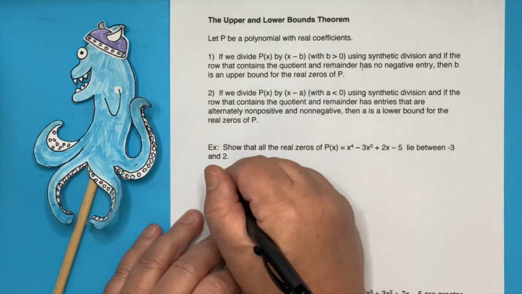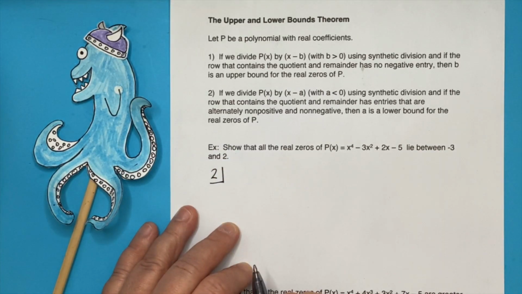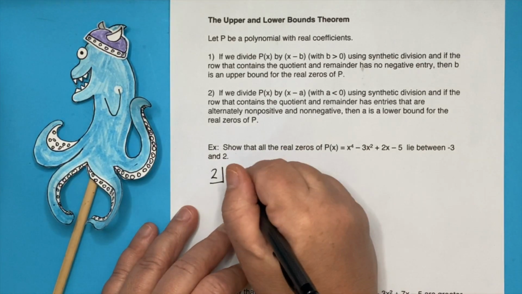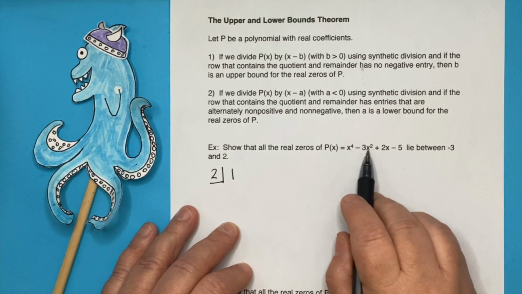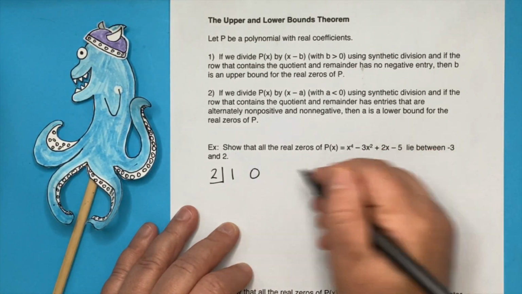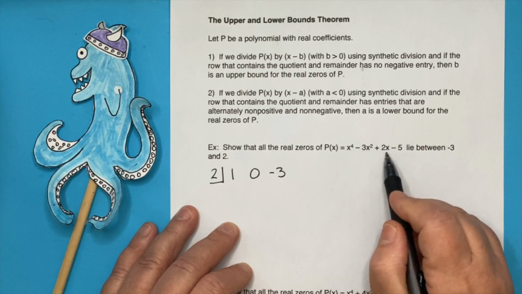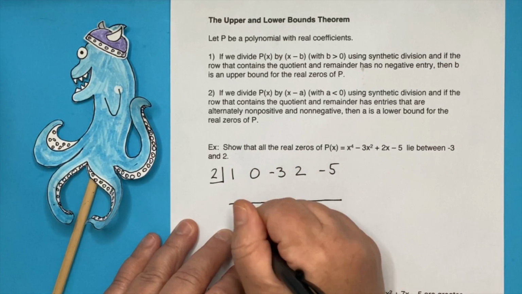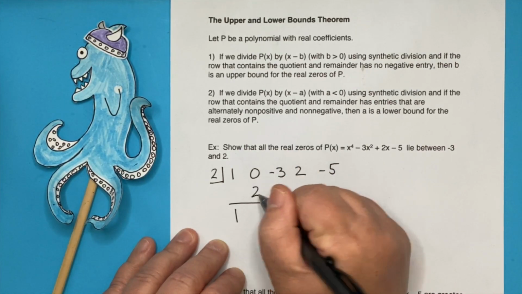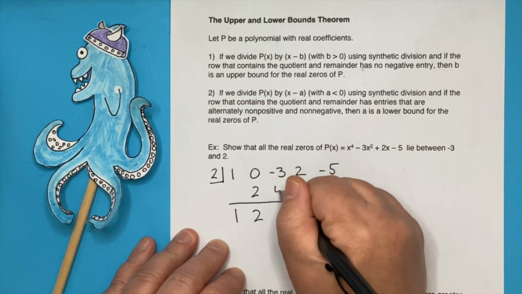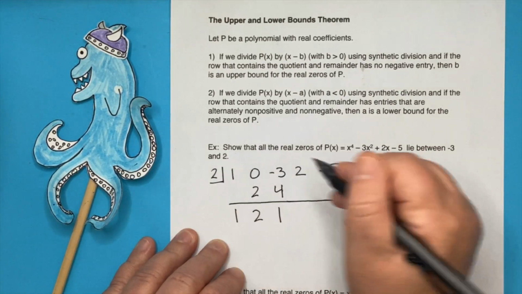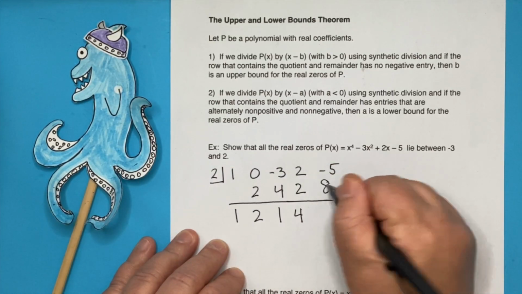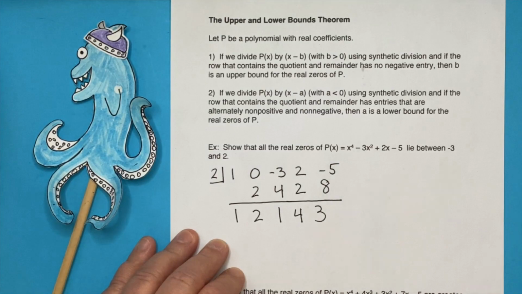So I'm going to start with 2, and I'm going to use synthetic division. So I'm going to have to convert this into the synthetic division coefficients. So I've got 1. Be careful here. 0, you got it, and -3, because there's no x cubed. 2 and -5. Okay. So 1 comes down. 1 times 2 is 2. 0 plus 2 is 2. 2 times 2 is 4. -3 plus 4 is 1. 1 times 2 is 2. 2 plus 2 is 4. 4 times 2 is 8. -5 plus 8 is 3.